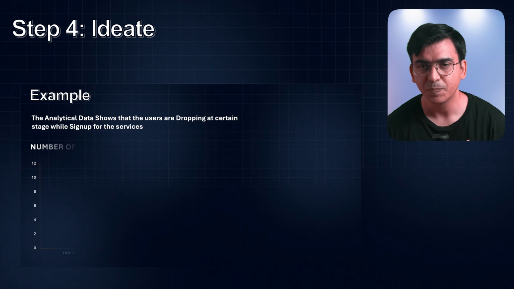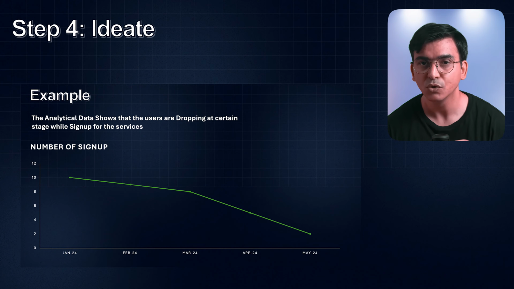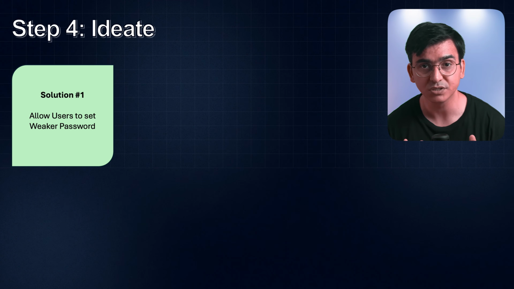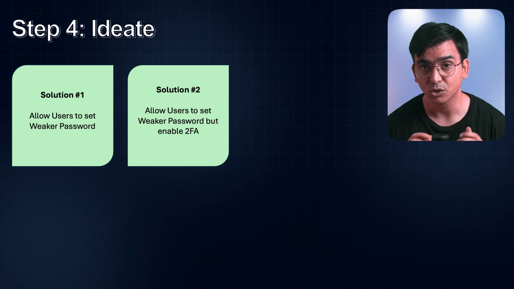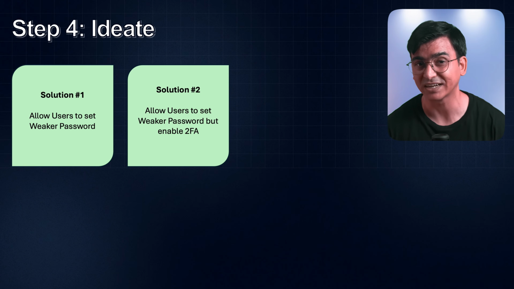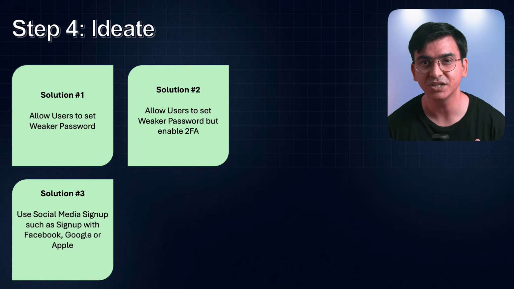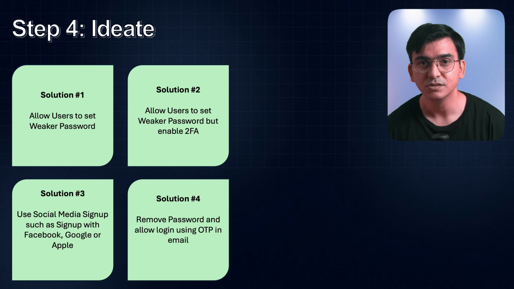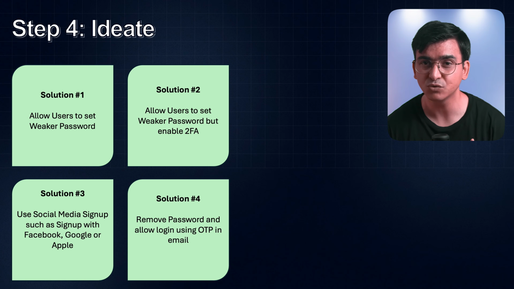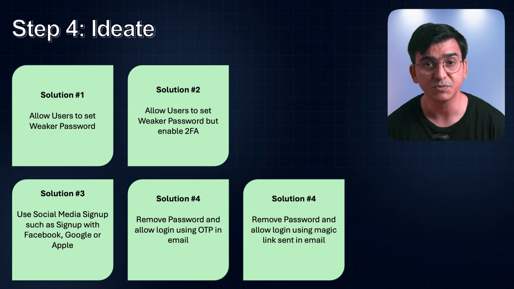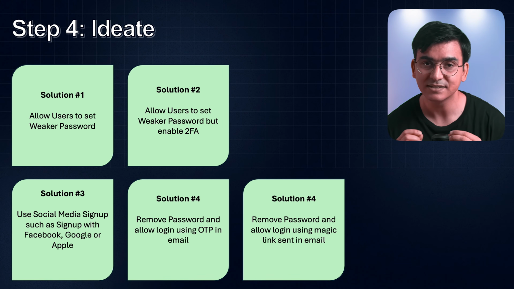For our example of drop-off in sign up, we can come up with solutions such as: solution number 1, allow users to set a weaker password. Solution number 2, allow users to set a weaker password but enable 2-factor authentication. Solution number 3, use social media sign up such as sign up with Facebook, Google or Apple. Solution number 4, remove the password and allow login using OTP, a one-time password, in email. Solution number 5, remove the password and login using a magic link sent in emails.